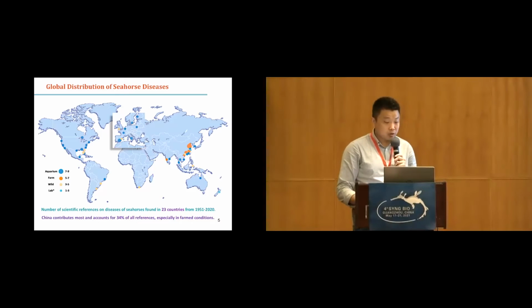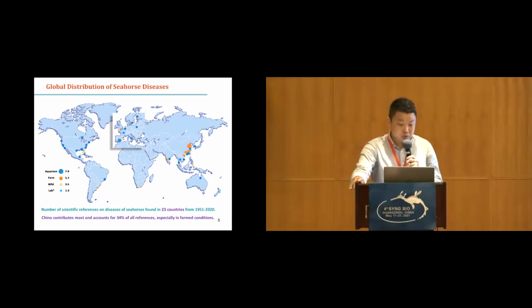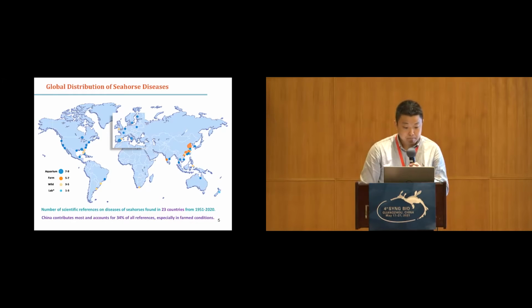And next, we look into the global distribution of seahorse diseases. For now, there are at least 23 countries that have contributed at least 1 publication to the world. China contributes the most and accounts for 34% of all references, especially in farm conditions.